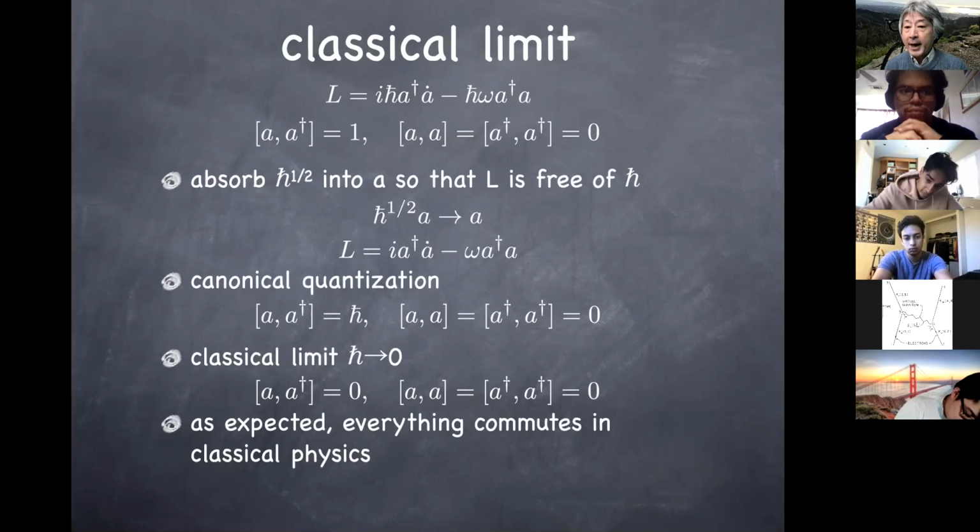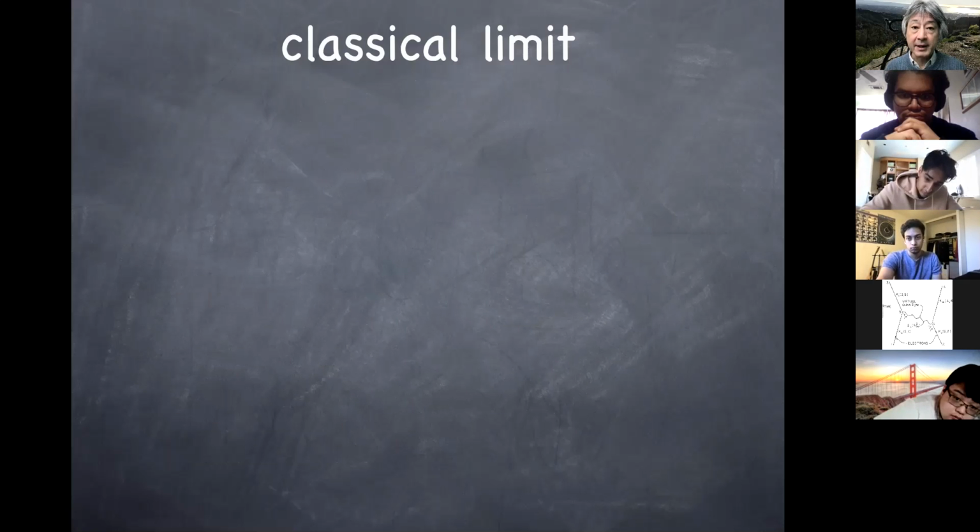So the question is, what happens if we do the same thing for this fermionic harmonic oscillator? And that is the next slide. But again, let me stop here to see if there are any questions about this classical limit. No? Yeah, I think this is fairly obvious and clear.